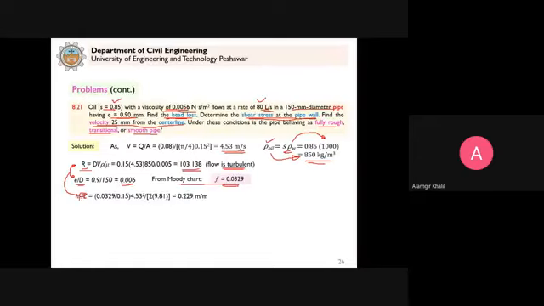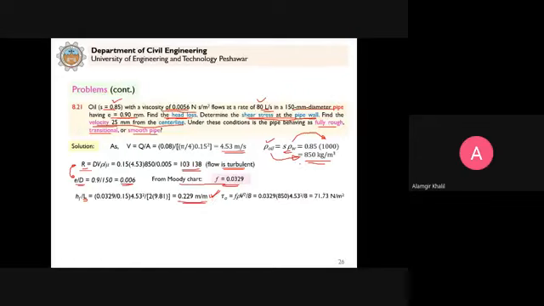Now we use the Darcy-Weisbach formula. In the Darcy-Weisbach formula, the length of the pipe is not given. So we bring the length to the left side of this equation. We calculate hf by L, meaning the head loss per unit length. The rest everything is known, and we calculate the head loss per unit length to be 0.229 meter per meter. If the length of the pipe is given, you can multiply, and it will give you the total head loss for that entire length of the pipe.